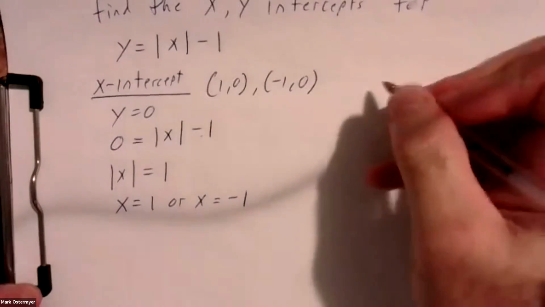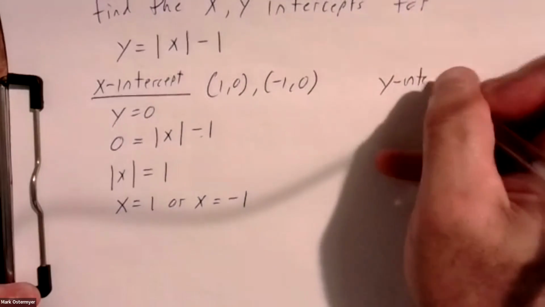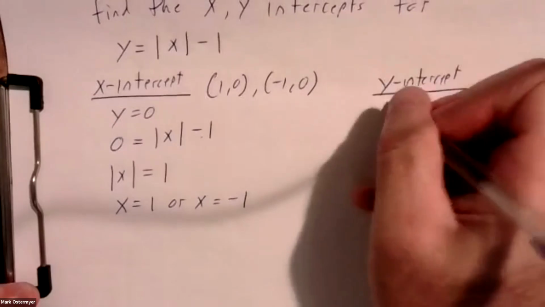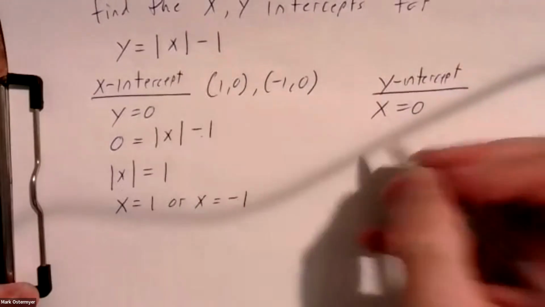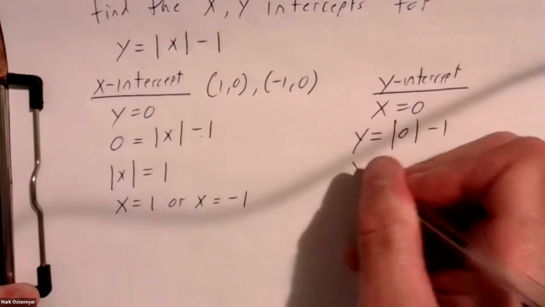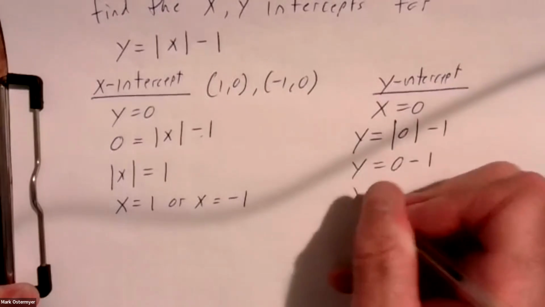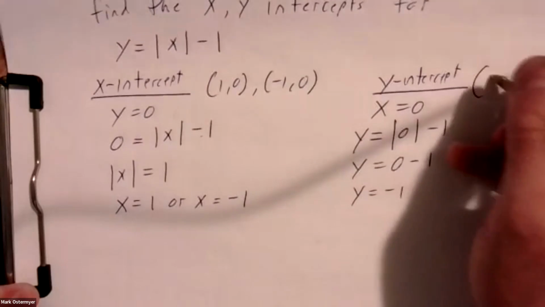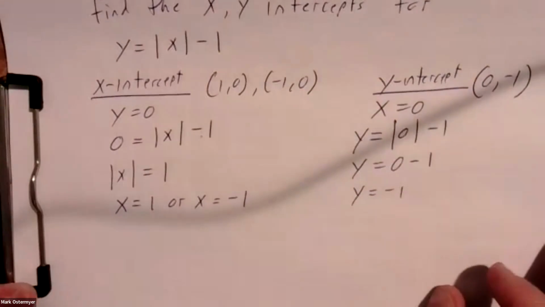Finding the y-intercept, we set x equal to 0. Take 0, substitute in for the x variable, and y is equal to the absolute value of 0 minus 1. Y is equal to 0 minus 1. Y is equal to negative 1. So my y-intercept is 0, negative 1. That's my y-intercept.